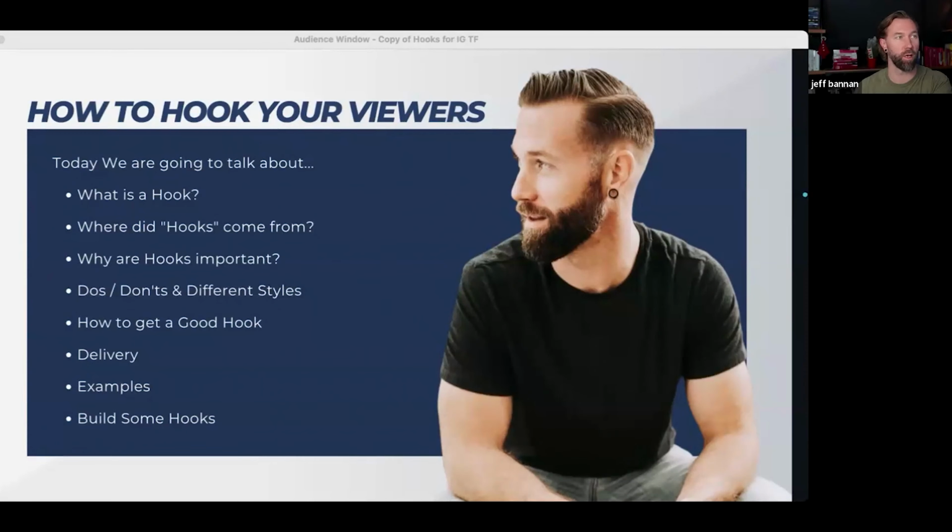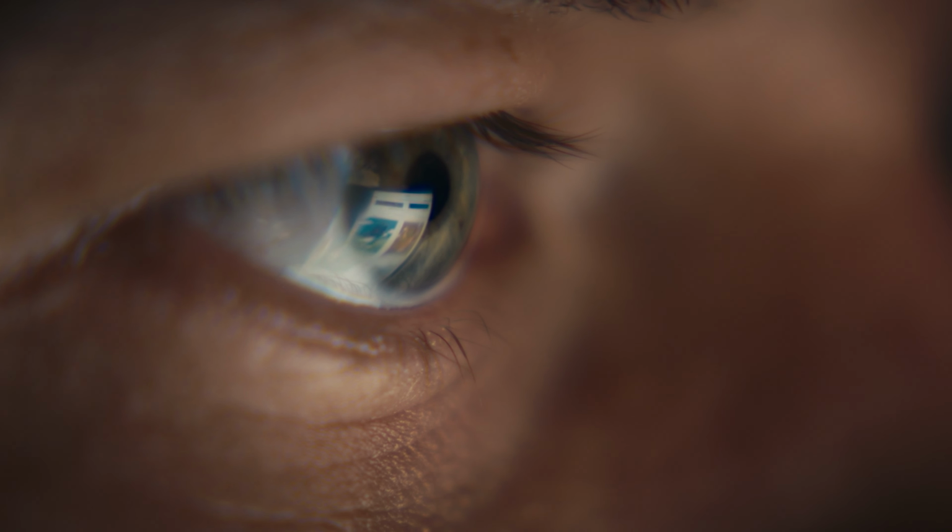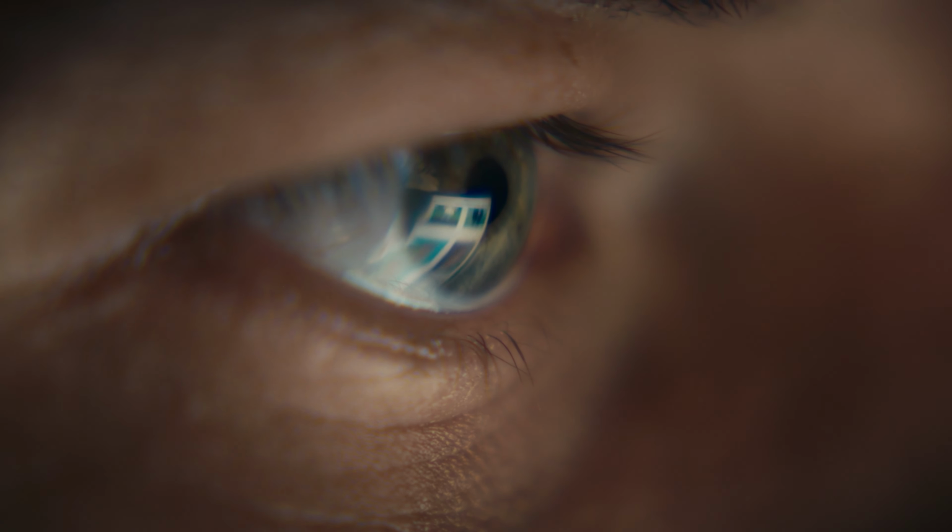So what is a hook? Like I said, I'm going to go in and out of sharing screen because I like to actually be able to look at you guys. So from a standpoint of a hook, the hook is the attention grabber that gets your audience invested in your video. It happens in the first few seconds and it sets the tone for what comes next. Your hook could be a question, a promise, or some sort of visual.